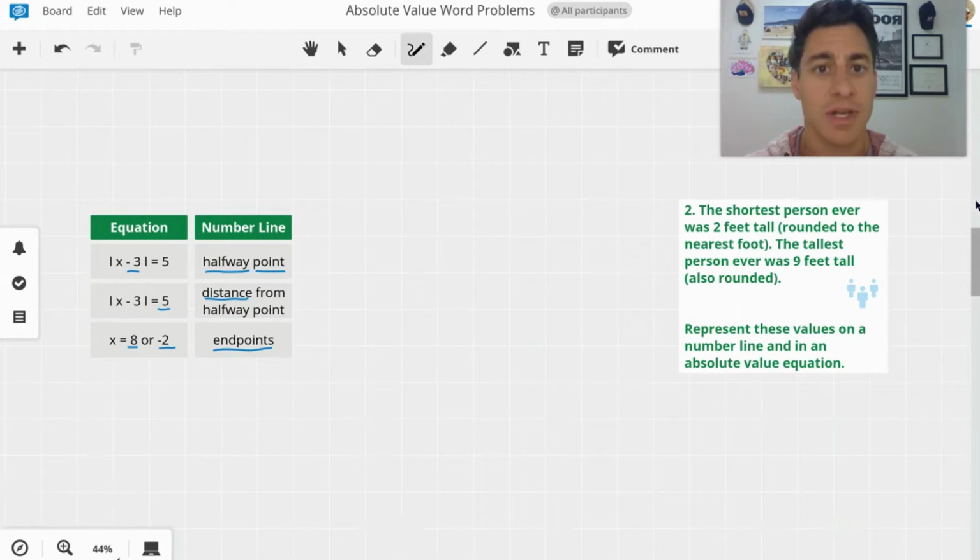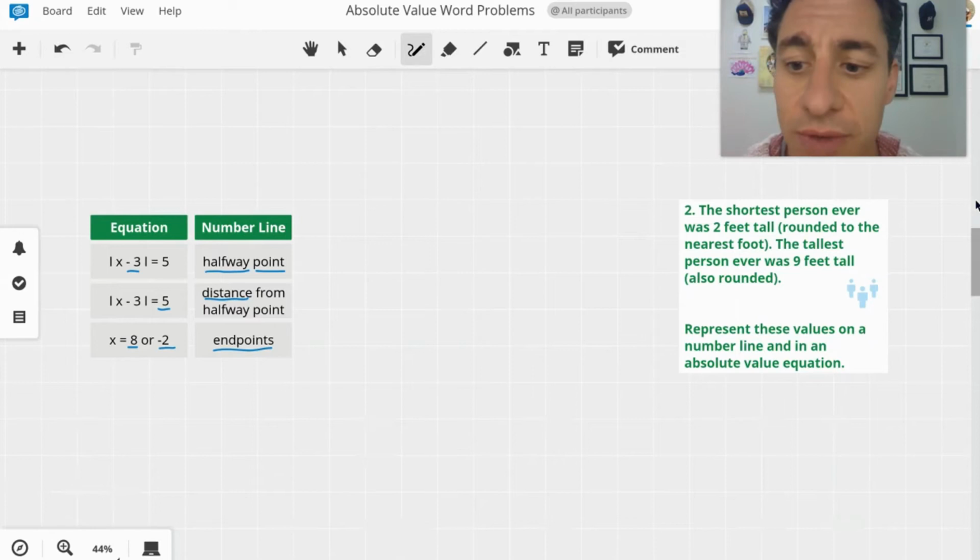Hey, I wish I was taller, but you know what? I'm not. So I'm funny. Maybe. I don't know. Maybe not. Now I got problems. Well, I could do these absolute value problems though. So let's go.